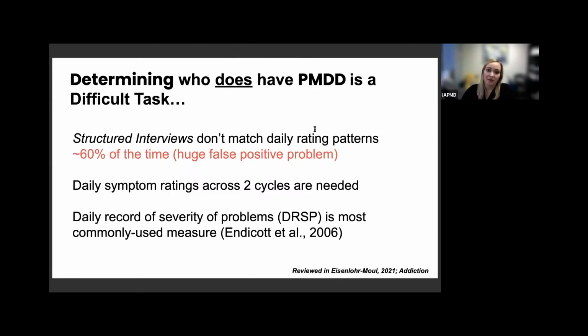And then determining who does have PMDD is a difficult task. So I alluded to this earlier with the fact that the DSM-5 diagnosis does require daily ratings in order to make the diagnosis. So structured interviews, unfortunately, don't match daily rating patterns. When we ask people, and I've seen this in all of my studies so far as well, the SCID-5 questions that really represent the DSM-5 questions, do you have these symptoms premenstrually? Do they improve? Do they become minimal or absent?